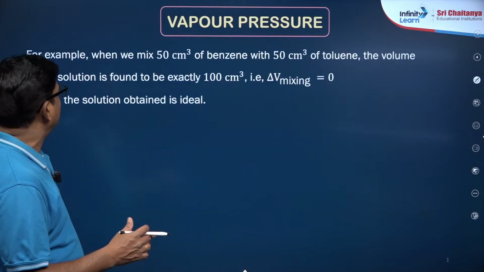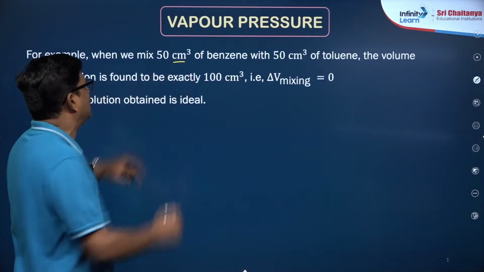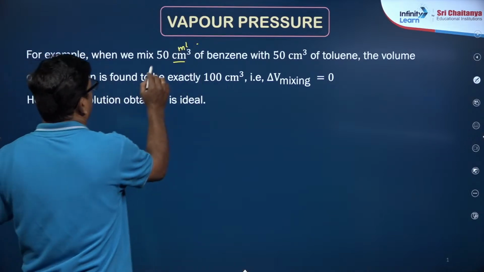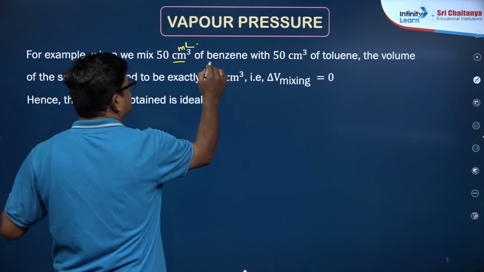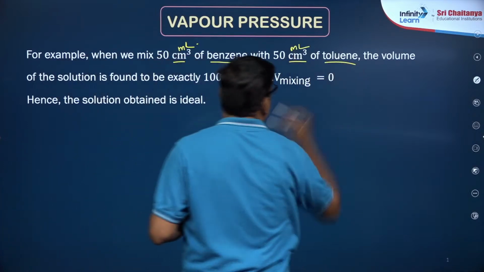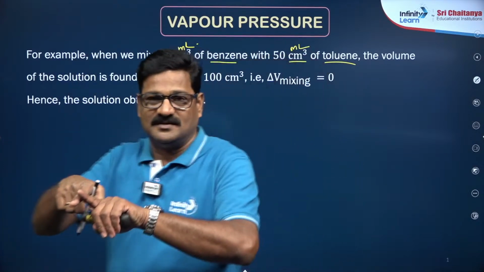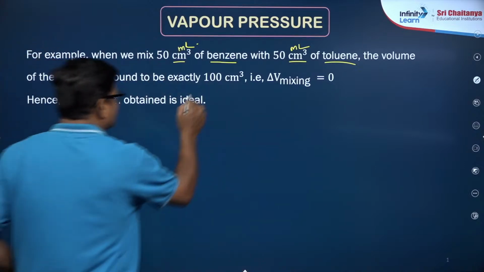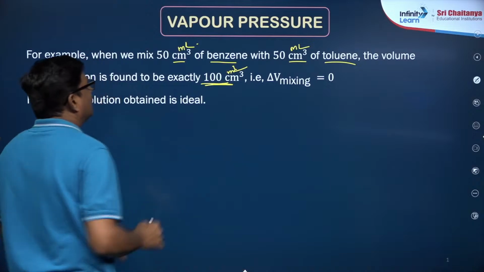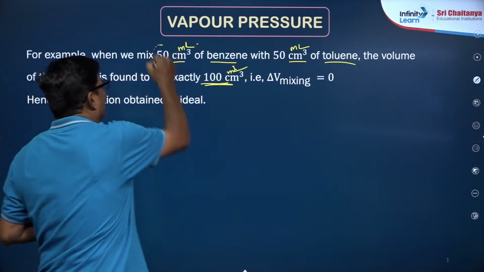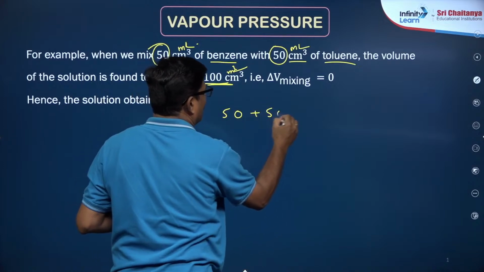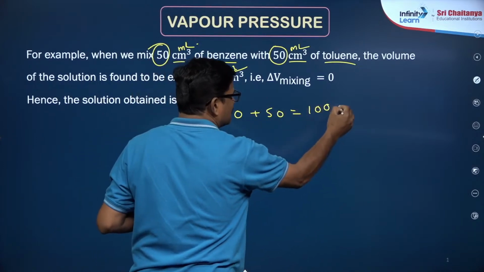If you take 50 milliliters, cm cubed means milliliters, right? For example, when 50 milliliters of benzene and 50 milliliters of toluene are mixed, you are going to get exactly 100 milliliters of the solution. When 50 milliliters is mixed, mathematically you will get 100.